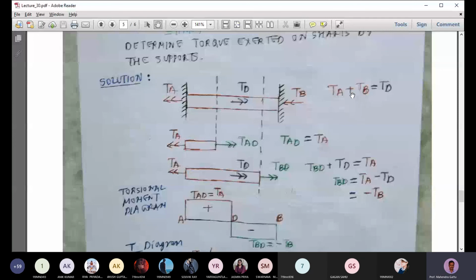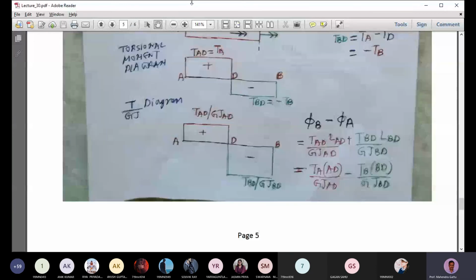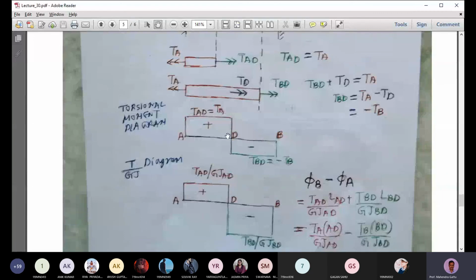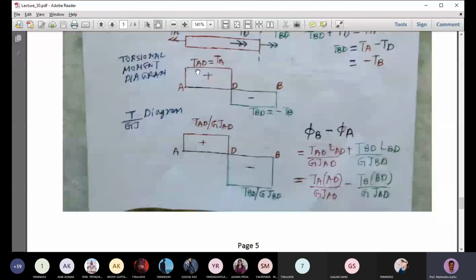Okay, so we can draw the torsional moment diagram. Between A and D, we have TA, and between D and B, we have minus TB. Then we divide T by GJ. So we have TAD by GJ for segment AD, and TBD by GJ for segment BD. Okay, so this is the T by GJ diagram.